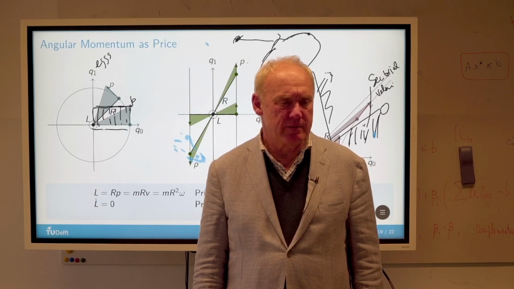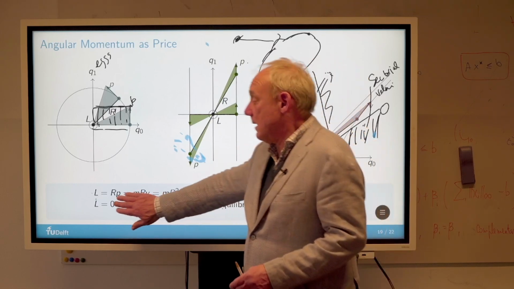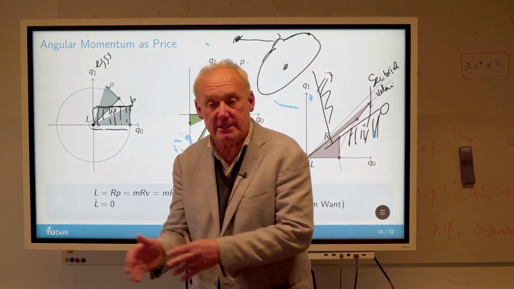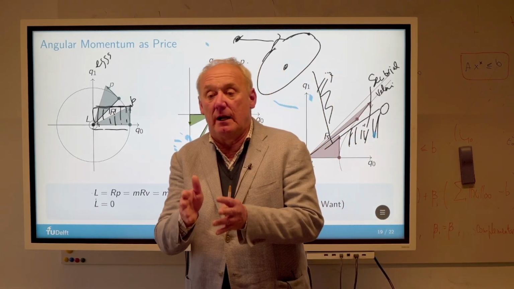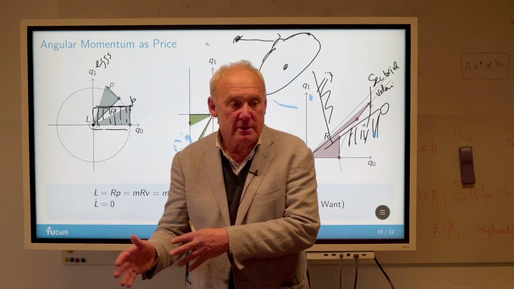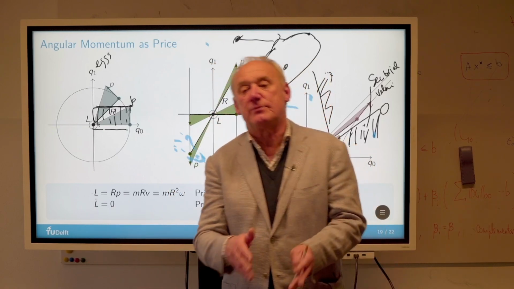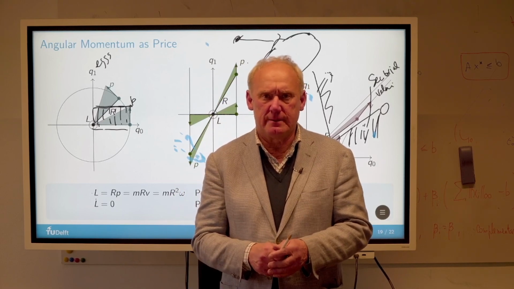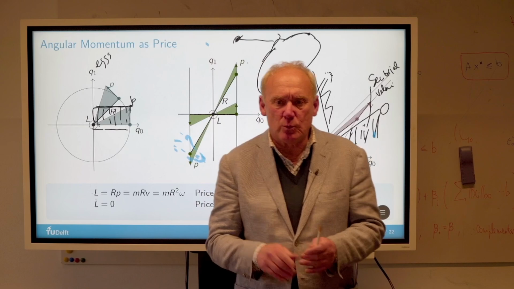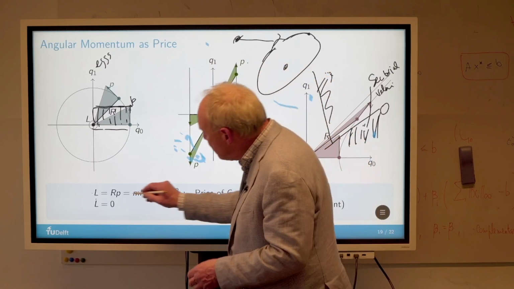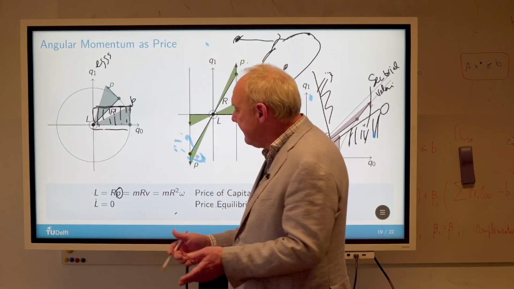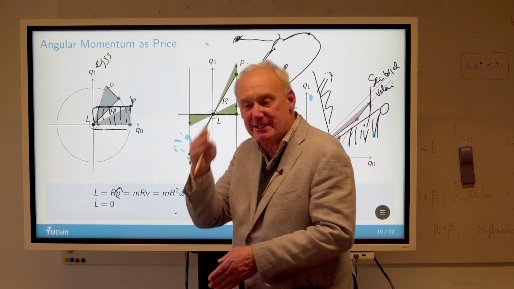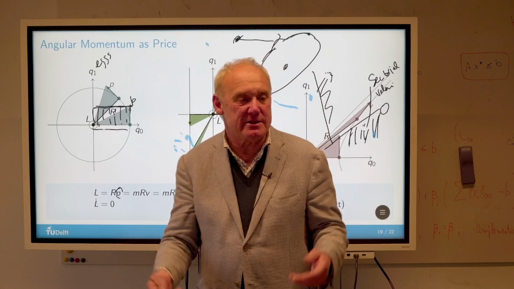So here, just like linear momentum is the price for the commodity trades, linear accounts, those are commodity accounts, angular momentum is the price for capital. Capital accounts. Now what's weird about this is that this is the resource, R, and this P here, that's the product. So you're somehow multiplying these two.